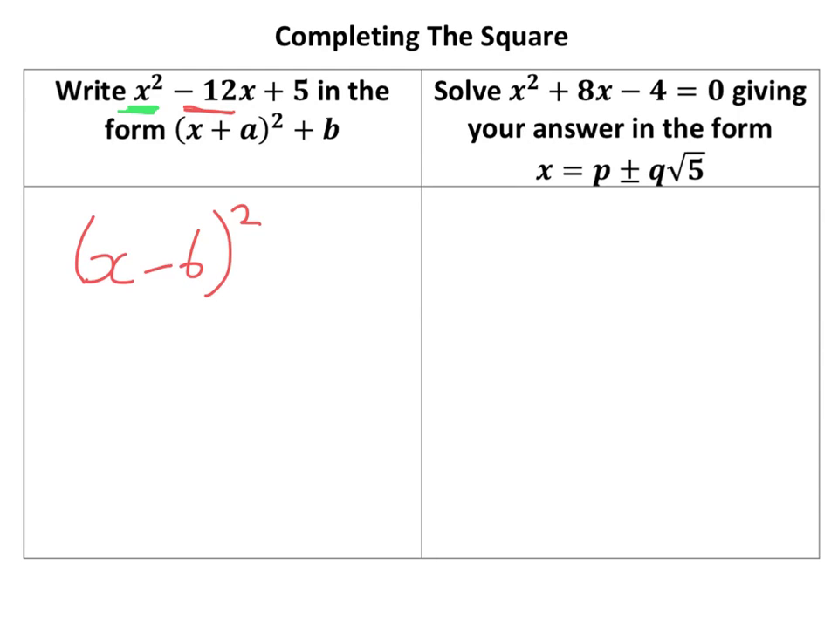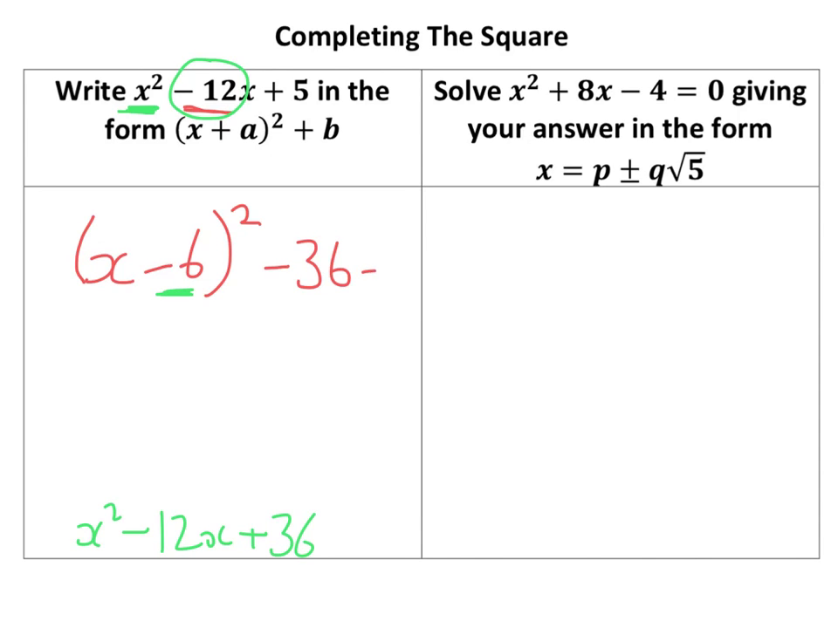Now, if I was to multiply that out, I would get this. And I'm going to write it right down the bottom. x squared minus 12x, which is why you halve, because there's the minus 12x there. Right, and I'd have plus 36. Now, I don't want that plus 36, so actually I'm going to take it away. Right, and so you always take away the square of whatever this is here.